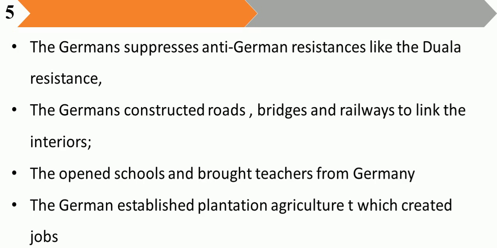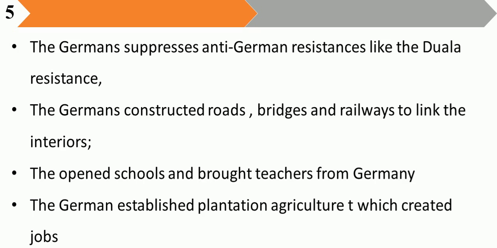The Doualas resisted against the Germans. The Bakweris resisted against the Germans. The Bulus, the Balis, and even the Banyans resisted against the Germans. In order for the Germans to be comfortable, they needed to fight and suppress these tribes. So therefore, one of the methods the Germans used to consolidate their rule in Cameroon was to suppress those opposition tribes that did not welcome German annexation.